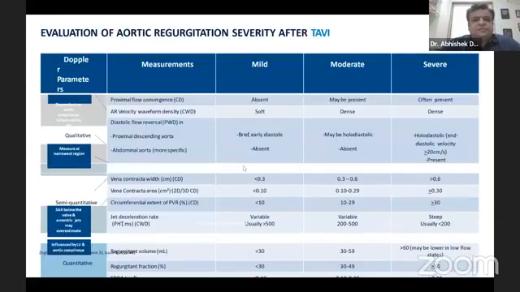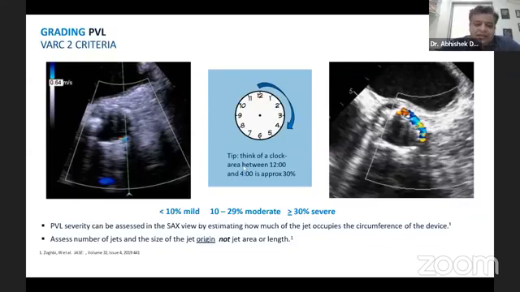As you can see on the left, you want to see what is happening at the annulus and just above the annulus. The grading of PVL is just like your valvular aortic regurgitation. The only thing is that when you are grading the severity, you see the circumference of the leaking area, just like a clock in a short axis view. If less than 10% of the perimeter, then it is mild. If it is 20 to 30, it is moderate, and if more than 30% of the perimeter has the regurgitant jet, then it is severe PVL.